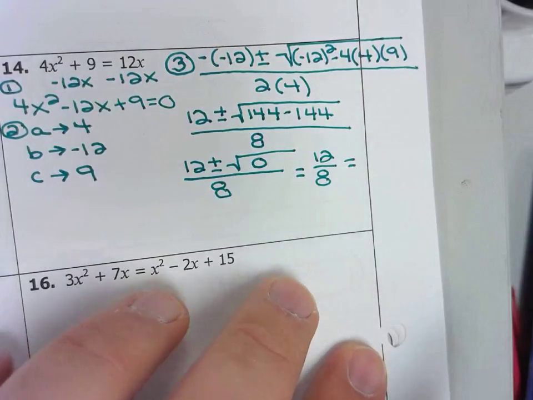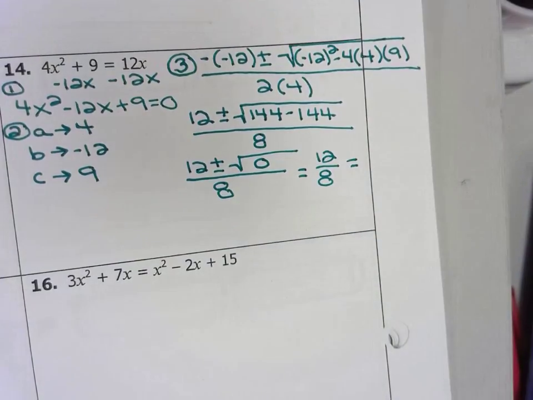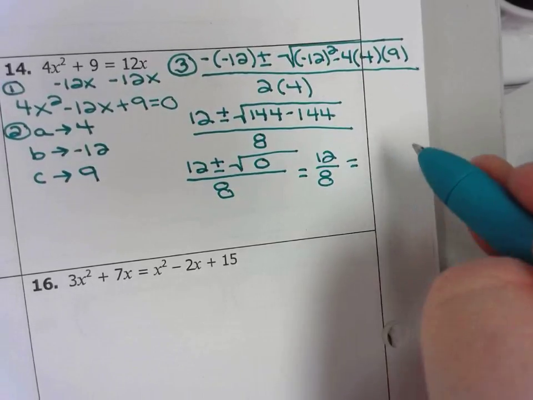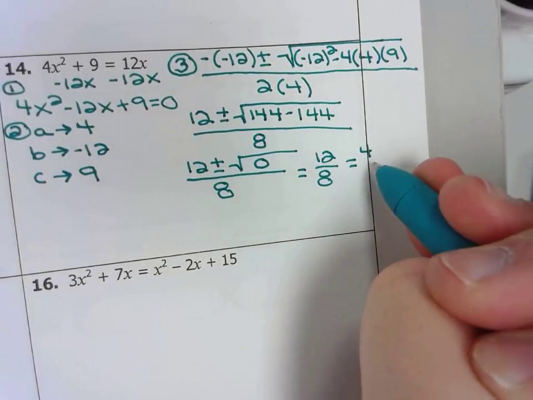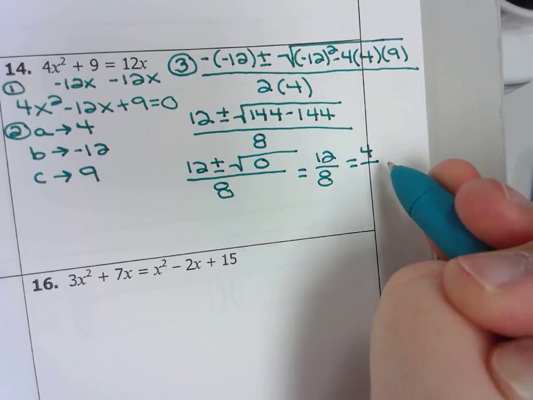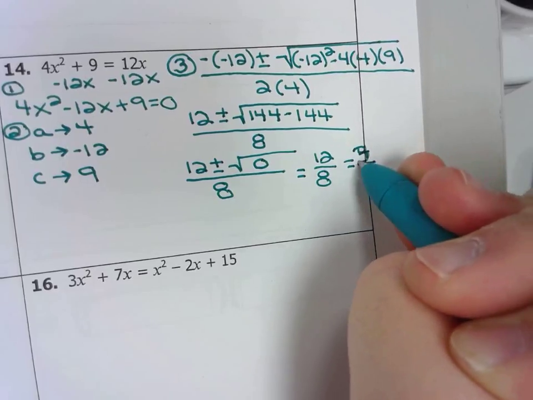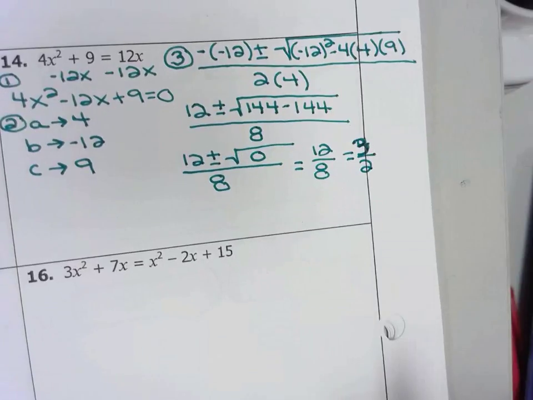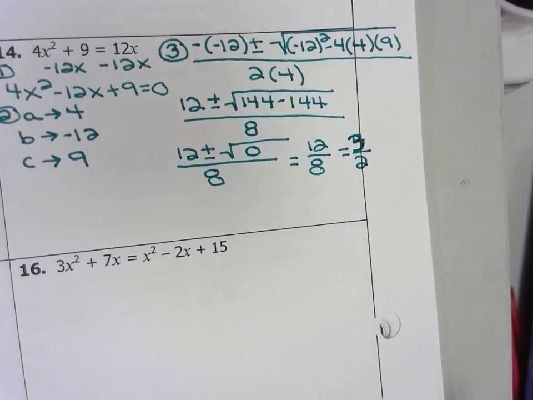Did I do something wrong? Okay, what's 12 over 8 reduced to? 4. Nope, not 4. 3 halves, sorry. 3 halves. Divide top and bottom by 4. 3 halves.